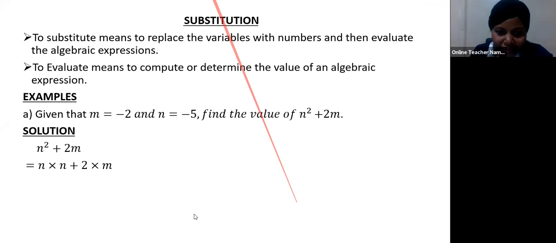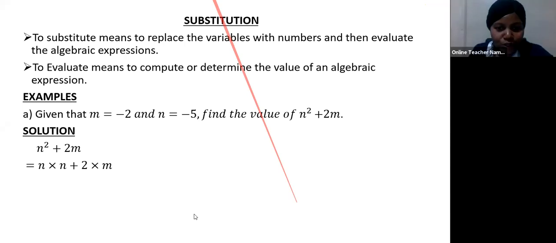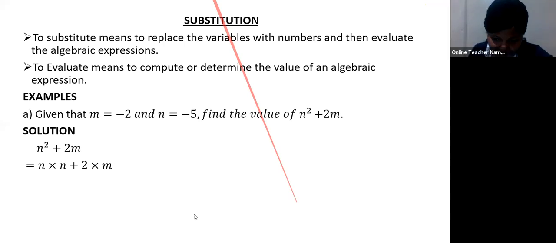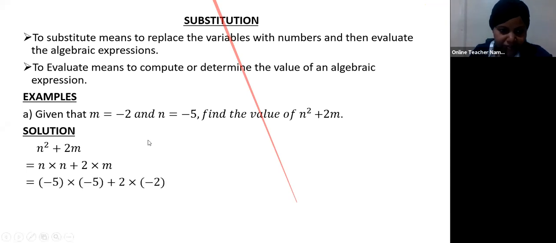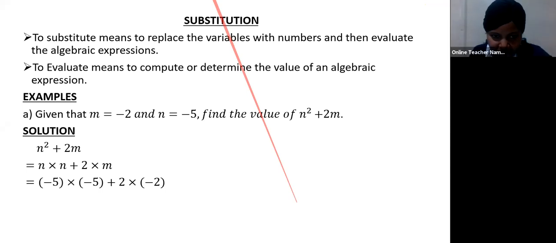Is that part clear? Good. So now, substitution means to replace. Where there's n, replace a -5. Where there's m, replace a -2. Where there's n, replace a what? A -5. Where there's m, replace a -2.